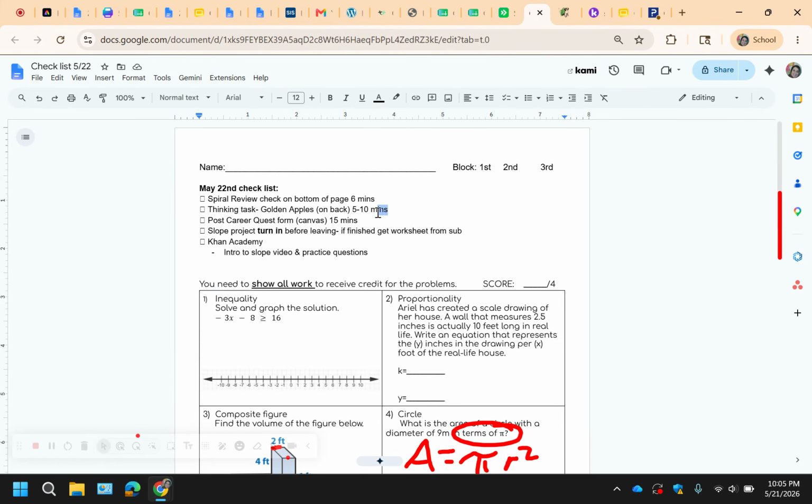Now you should only spend about 5 to 10 minutes on the thinking task and 6 minutes on your spiral review, so you're not wasting too much time on one thing.